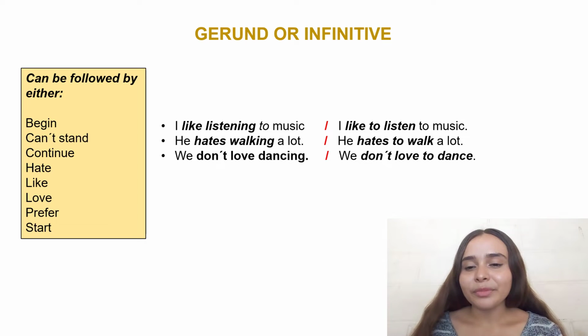Gerund or infinitive. Other verbs can be followed by either. Some verbs are begin, can't stand, continue, hate, like, love, prefer, and start. In this case, the meaning is the same. We have some examples. I like listening to music, or I like to listen to music. He hates walking alone, or he hates to walk alone. We don't love dancing, or we don't love to dance.